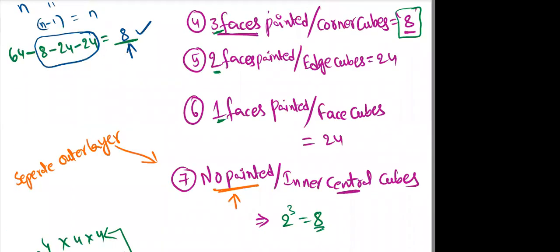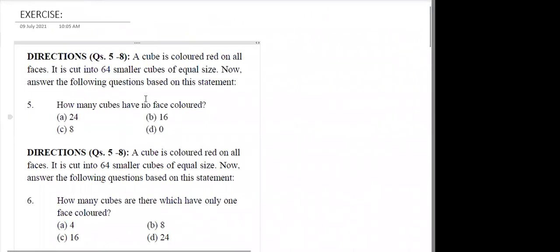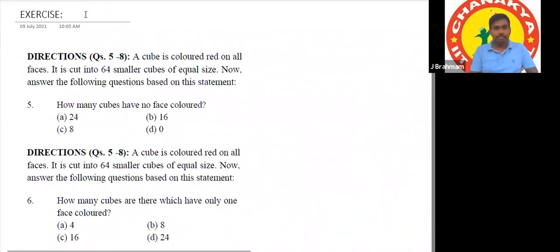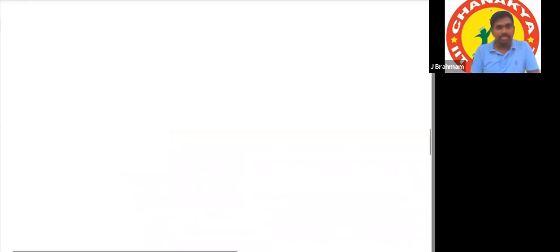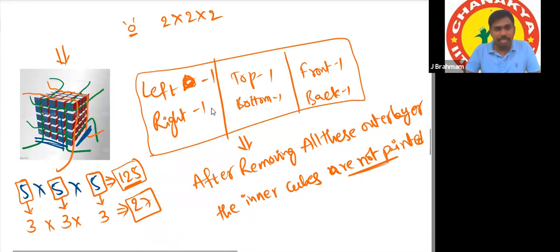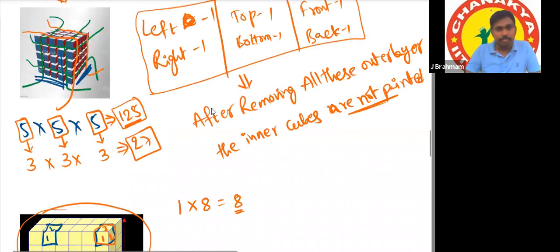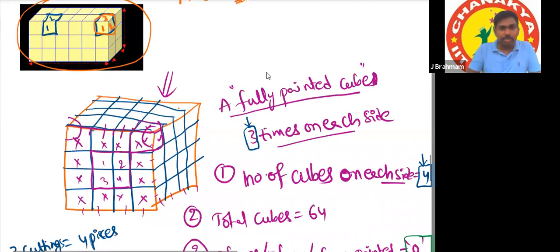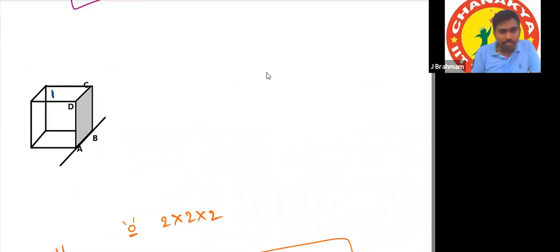Right. Now see. A cube is colored red on all faces. Okay, single color, no problem. Now sometimes he may color it in this way also. Top and bottom are colored red. Left and right are colored green. Front and back are colored black. Like this also he may mention.